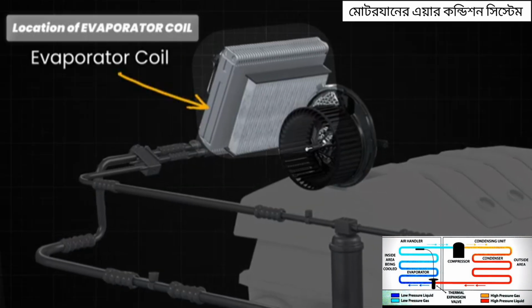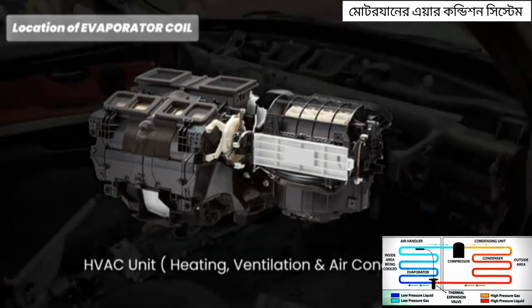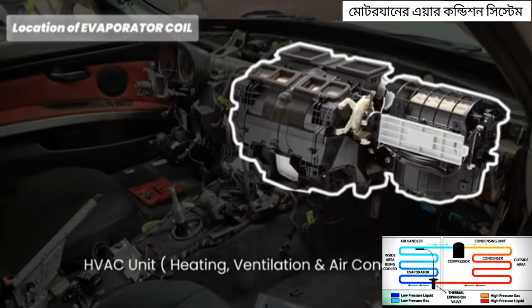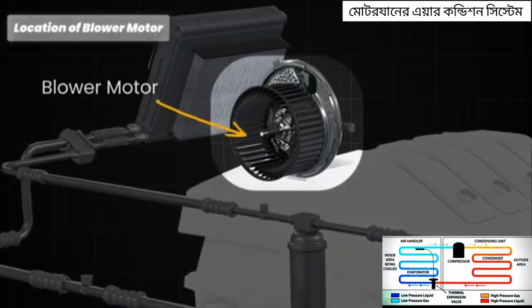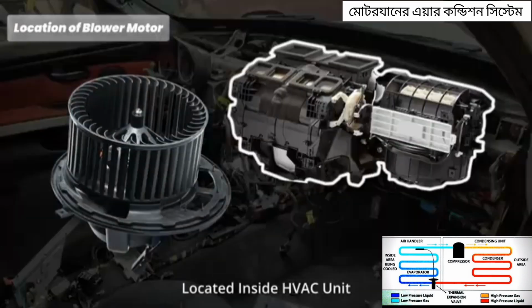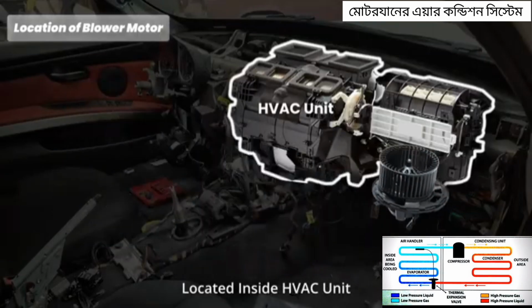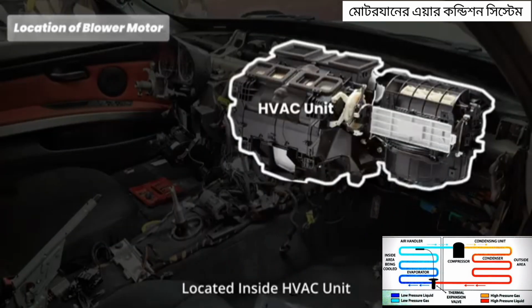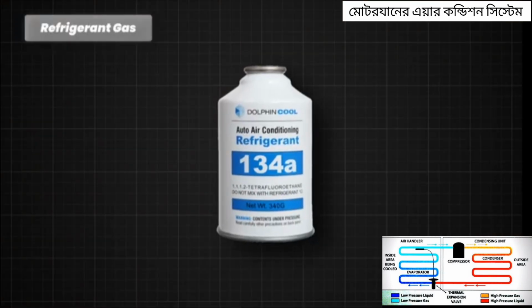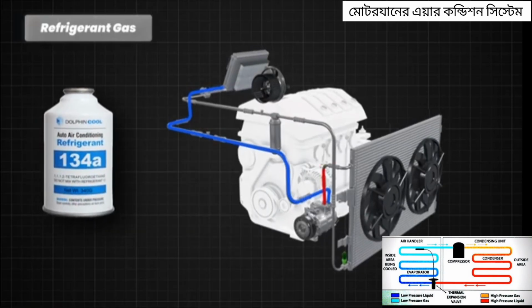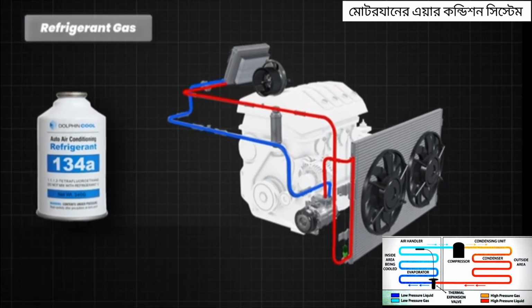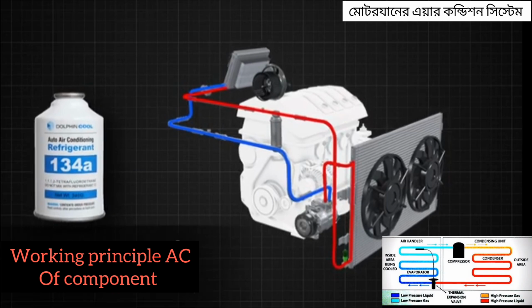Inside the vehicle's cabin, there is the heating, ventilation, and air conditioning unit, and the blower motor fan. It is also located inside the vehicle's cabin, usually within the HVAC unit, near the evaporator. And the refrigerant gas is a specialized fluid that is used to circulate inside the air conditioning system. Let's see how it functions together.